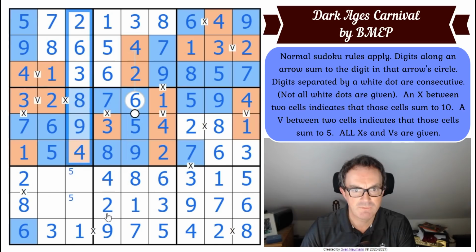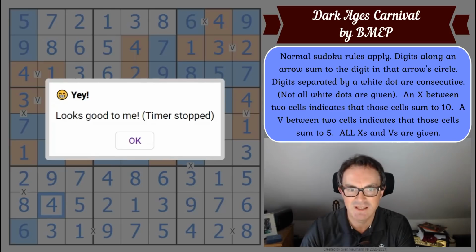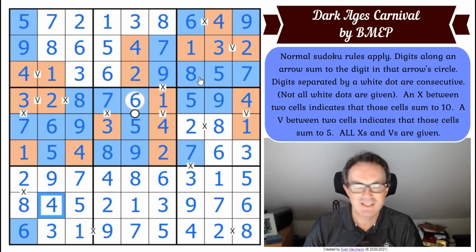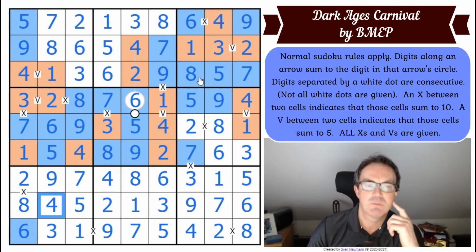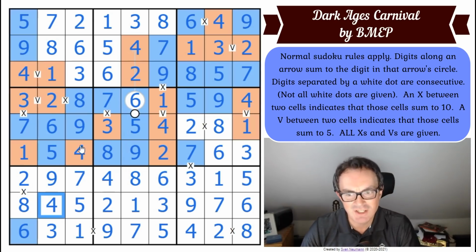Down this column we need 5s and 7s, which we can do. And in this box we need 4 and 9, which also looks like it's working. So I think that is the correct solution. That's just a very, very clever puzzle. It really is. The use of the negative constraint is unusual and devious and, yeah, just stunningly clever.